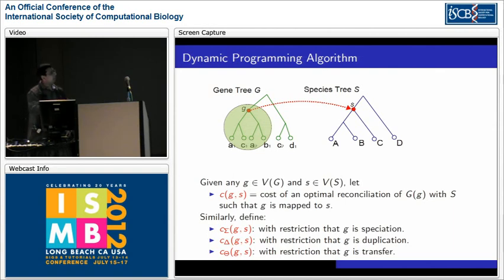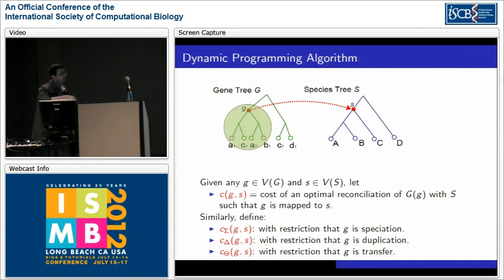I'm going to define a variable C(G, S), for any pair G and S, to be the cost of an optimal reconciliation of the subtree rooted at G, this thing in the green box, with the species tree S, under the constraint that G must map to S. Right? So it's a sub-problem of what you want to actually solve.